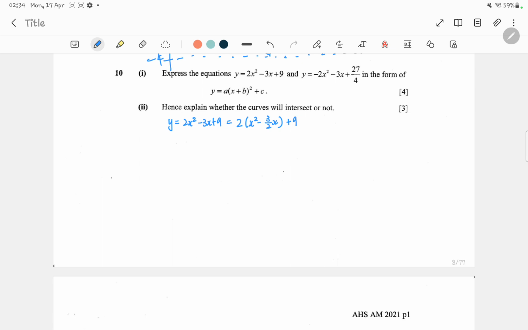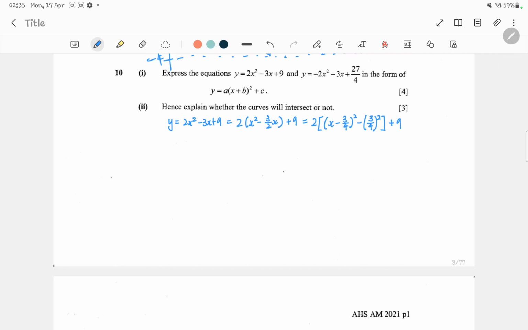Some students actually take out 2 from the first, second and third terms. That's okay, it's your preference. Here I'm just going to take out 2 from the first 2 terms and leave the constant 9 untouched. So this equals 2 square bracket x minus 3 over 4 bracket squared, and then I'm going to minus the 3 over 4 whole thing squared to compensate. And then I'm going to add the 9 back.